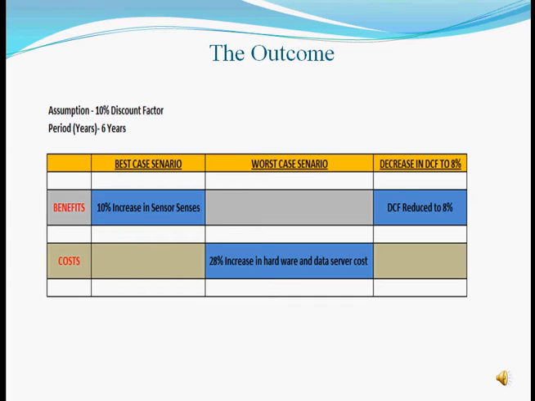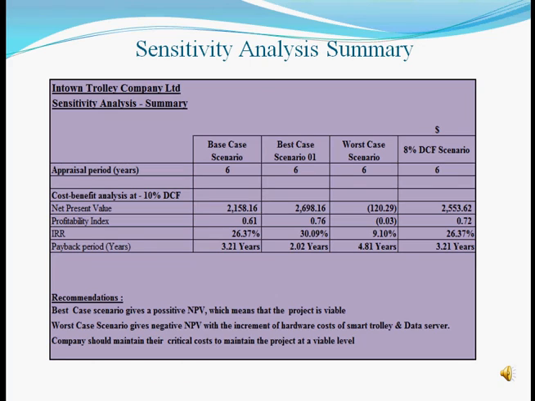In the best case scenario, 10% increase in the savings of sensors being considered under benefits, and whereas there are no changes in the cost. In the worst case scenario, 28% increase in data server and hardware being considered with no changes in benefits. 8% discount factor being considered on reduced cost on capital. Now we move on to the sensitivity analysis summary of the smart trolley company. The summary explains the base case scenario, best case scenario, worst case scenario, and the 8% discount factor.